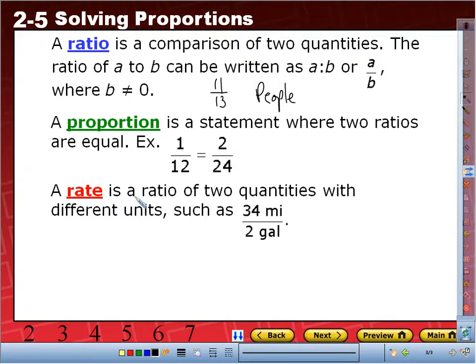So look at this. The definition for rate is the ratio of two quantities with, and circle with red please, different units. Different units. So we know that this is a ratio, but once the ratio has two different types of units, then it becomes what? A rate. So it's kind of like this.